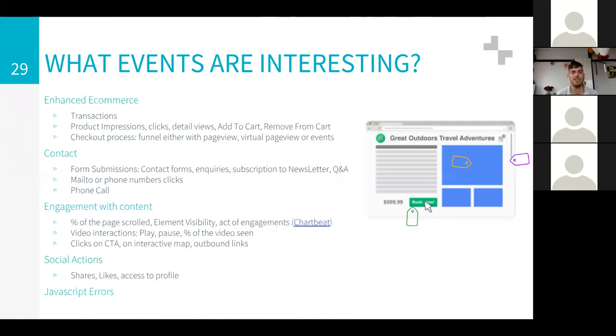And then if you have ads integrated in your site or outbound links to other websites or a particular CTA, you could track that. But once again, just track things that matter, or from which you could derive actionable items. Social actions, if you want to track how many people are sharing, liking, or accessing your profile.